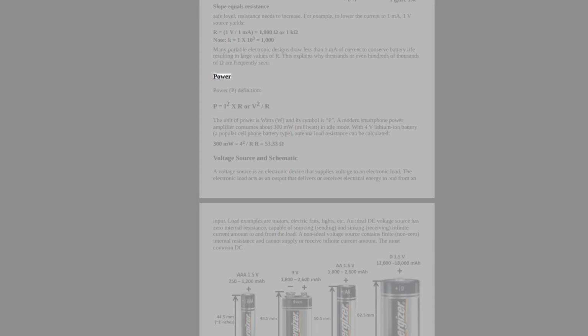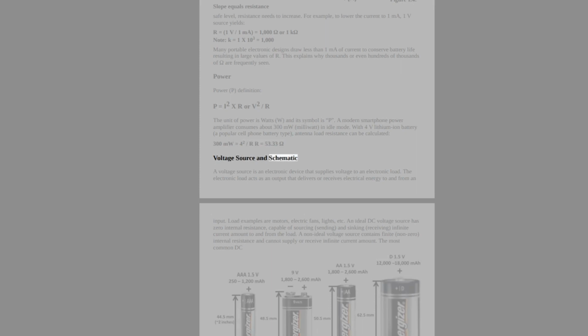Power. Power, P, definition. P equals I^2 x R or V^2/R. The unit of power is watts, W, and its symbol is P. A modern smartphone power amplifier consumes about 300 milliwatts in idle mode. With a 4V lithium-ion battery, a popular cell phone battery type, antenna load resistance can be calculated. 300 milliwatts equals 4^2/R, so R equals 53.33 ohms.